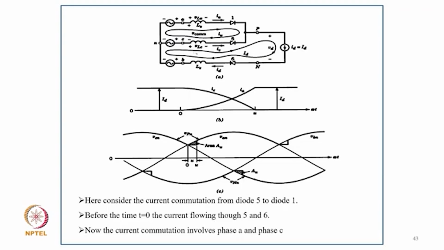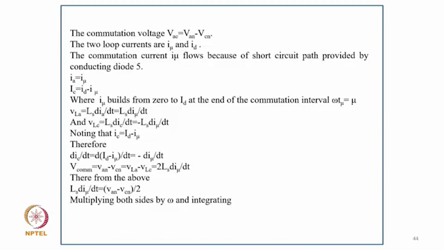Now current commutation occurs in phase A and phase C. So now the commutation voltage VAC equal to VAN minus VCN, and the two loop currents are Iu and Id, and the commutation current small Iu flows through the short circuit path provided by conducting diode 5, and IA equal to Iu and IC equal to Id minus Iu, where Iu rises from 0 to Id at the end of the commutation interval, omega t equal to mu.